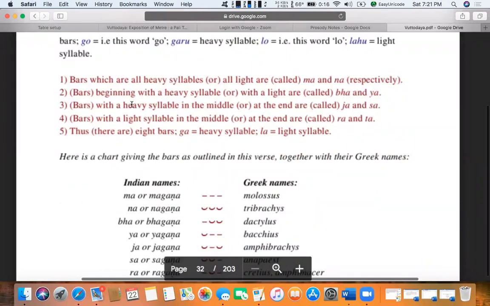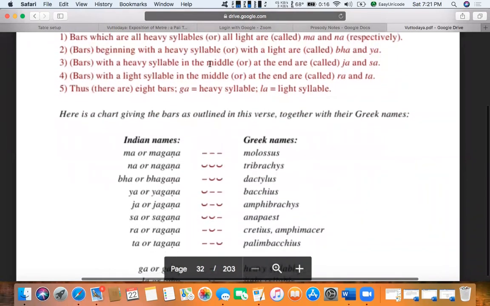Next one is bas with a heavy syllable in the middle. If a heavy syllable is there in the middle, that group is called ja. If a heavy syllable is at the end of the group, that is called sa. The name of that group is sa. So the next line, bas with a light syllable in the middle is called ra group. Bas with a light syllable at the end are called ta group.